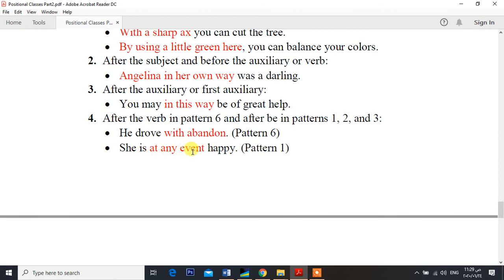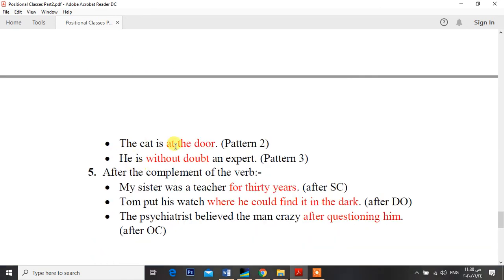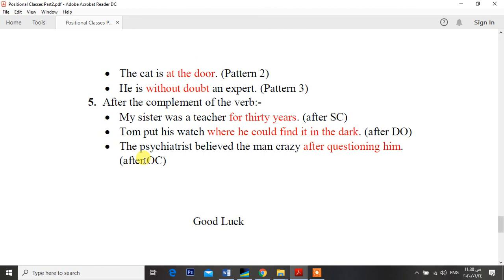She is at any event happy. At any event comes after the be in pattern 1. The cat is at the door, and it comes after the be also, in pattern 2. He is without doubt an expert. In pattern 3, it comes also after the be, after the complement of the verb.